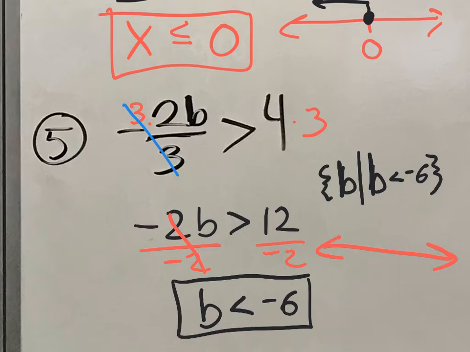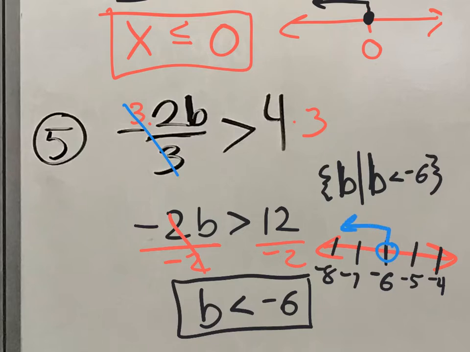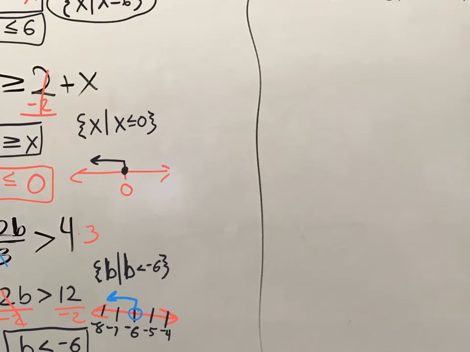You put your negative 6 right in the middle, and then to the left it gets more negative, and to the right it gets closer to 0. Now the question is, is it going to be an open dot or a closed dot at negative 6? Open. And is it going to the left or to the right? To the left. There we go. Covered all our bases on number 5. Let's move on to the last one, number 6.